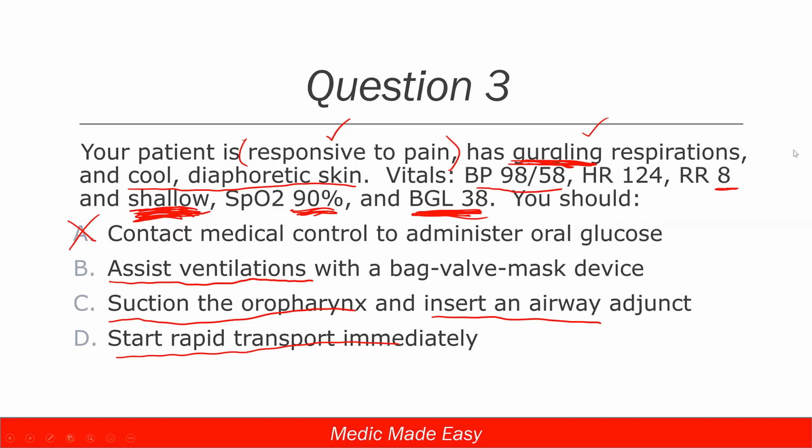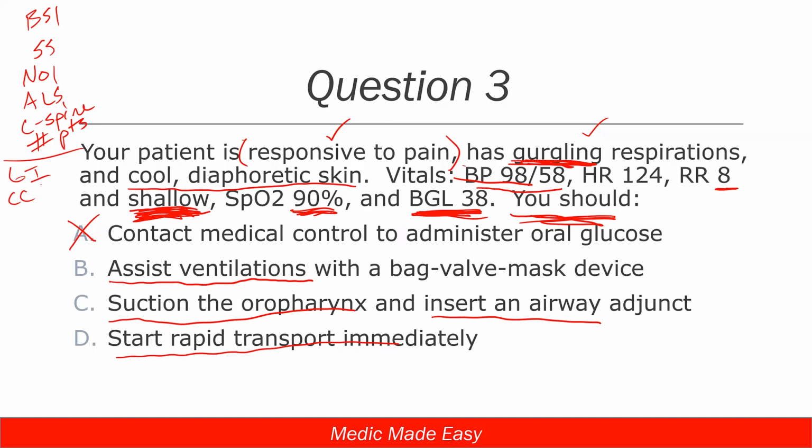in the question, "you should" means you should do what first. You should do what first is that National Registry skill sheet: the BSI, the scene safety, the nature of illness, call for ALS, consider C-spine. How many patients do I have? All of those things. And then our general impression and our chief complaint, level of consciousness. Work your way through all these things.